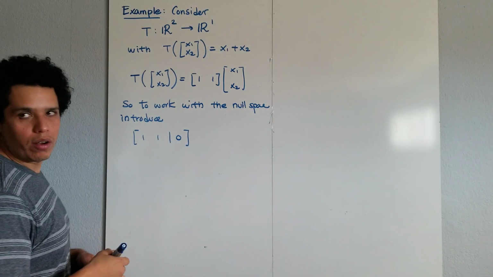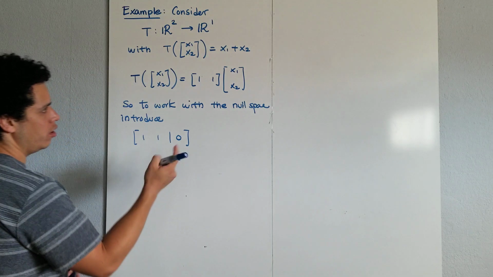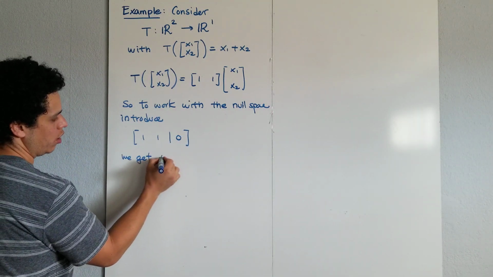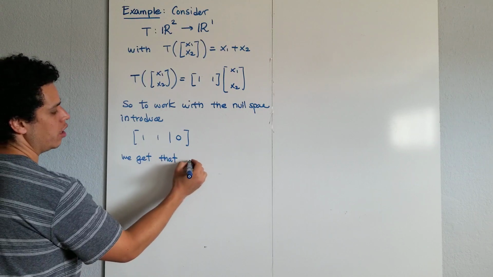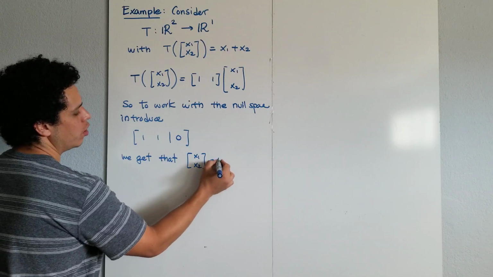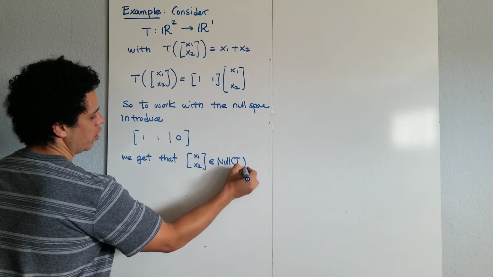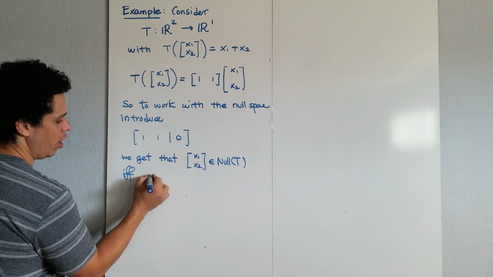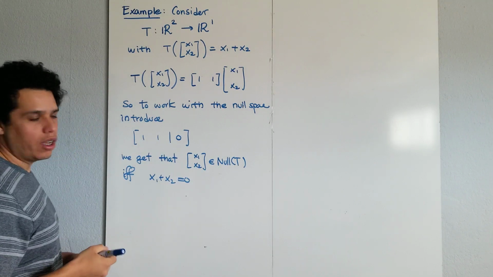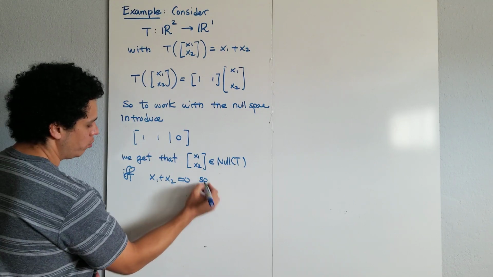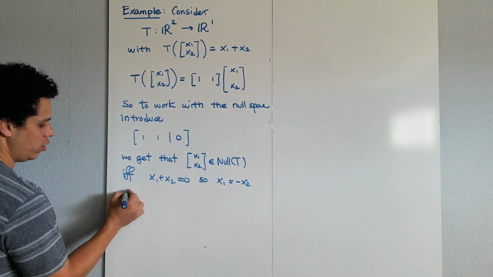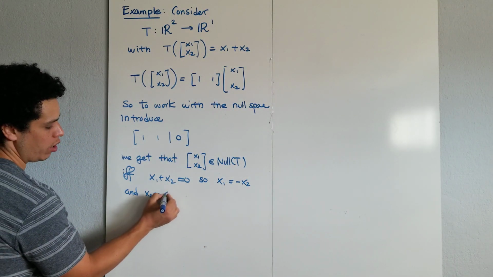But well, this is already in row reduced echelon form, and reading off, we get that a vector x1, x2 belongs to the null space of T if and only if x1 plus x2 is equal to 0. Well, that's not a surprise, right? It's from this one. So we have that x1 is equal to negative x2, and x2 is whatever it wants.